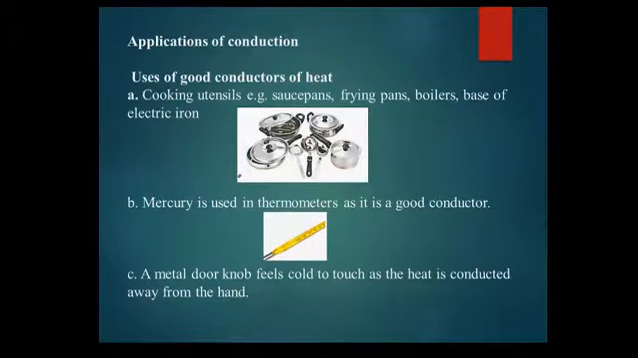Application of some of the conduction examples. It is used as good conductors of heat, and that is why we all use steel utensils, because it is made up of metal, and metals are good conductors of heat. Mercury is used in thermometer, as it is also a good conductor of heat. The metal doorknob, you can see when you touch it, you will feel that it is a little bit at lower temperature than your body temperature, because the heat is conducted away from the hand.